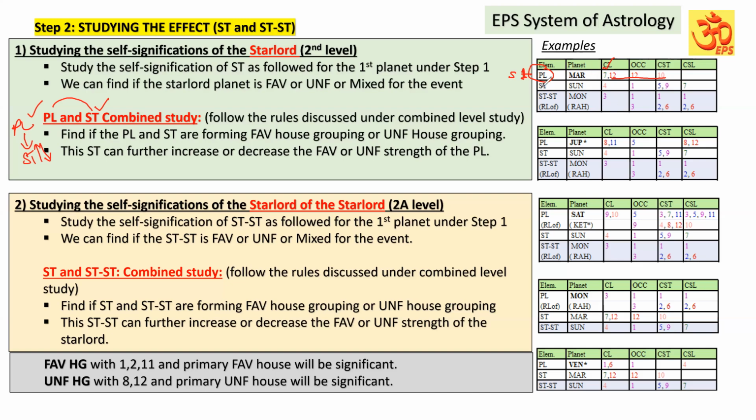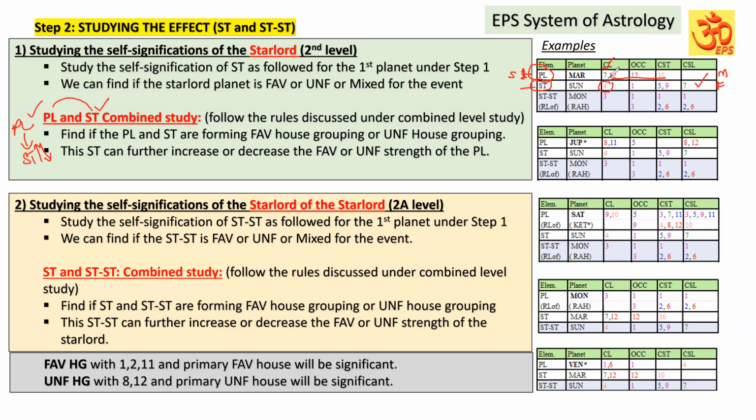The first step we have studied. Step 2, what is that? Sun signification. Sun signification for the event of marriage: if you take 4, 1, 5, 9 and 7th cuspal sublord. Though the CL is 4, the OCC, CST and CSL are all very good house grouping. So the CST, the Starlord planet, is a favorable key planet. It is a mixed planet. This is a favorable planet. Starlord is favorable. Now, what do we have to do? We have to do the combined study of planet and the Starlord, whether the planet's favorable houses are further supported or the unfavorable houses are further supported.